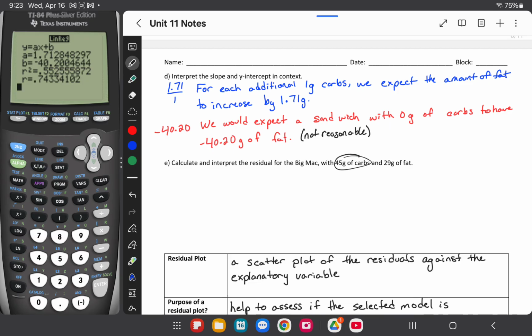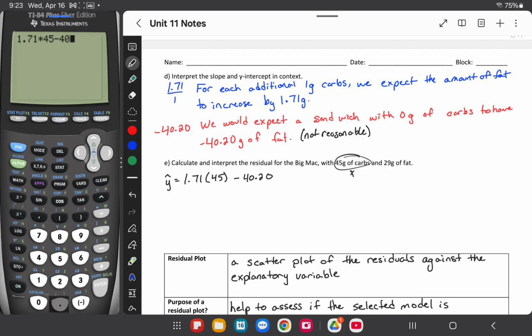So 45 grams of carbs is going to be what we use as our input. That's going to be what we put in as our X value into our equation. So we would say that the predicted amount of fat would be equal to 1.71 multiplied by 45 and then minus that 40.2. So let's see what we come up with. 1.71 multiplied by that amount minus the 40.2 from previous is going to be equal to 36.75. Compared to the 29 grams that we expected, clearly that was an overestimate.